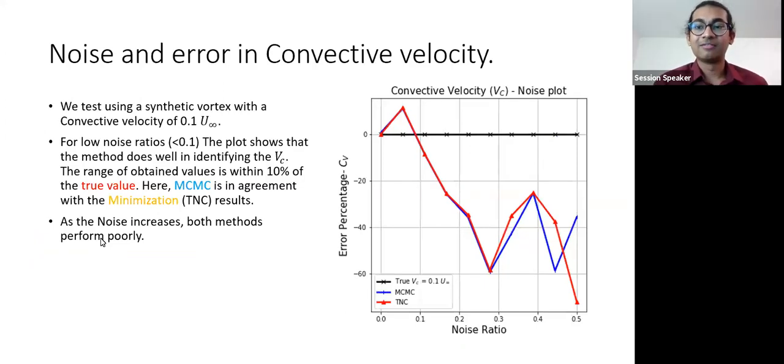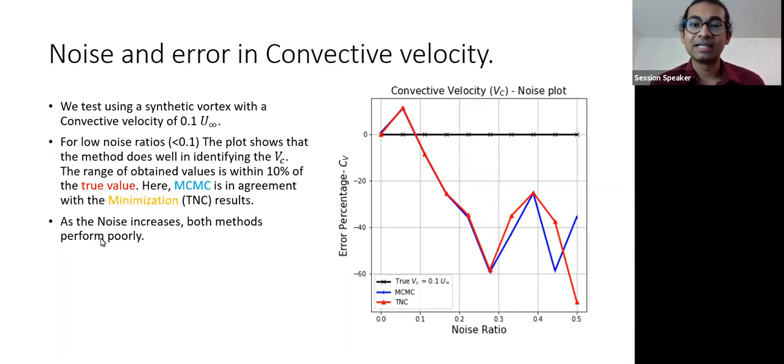We observe how badly the observed solutions are deviating from their true values after adding noise. So we test initially on a vortex with a convective velocity which is 10% of the free stream velocity. And for low noise ratios, the plot shows that the method does well in identifying the convective velocity. The range of the obtained values is well within 10% of the true value. Here, MCMC and the minimization are both in agreement with one another.